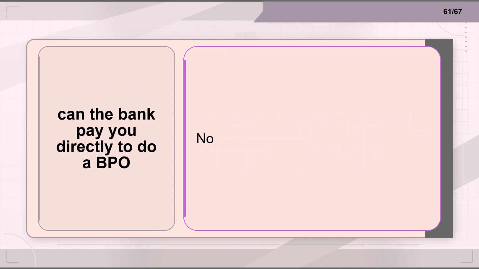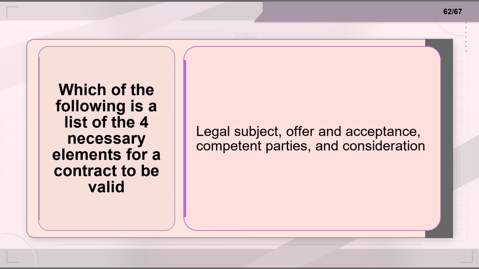Flashcard 61. Term: can the bank pay you directly to do a BPO? Definition: no. Flashcard 62. Term: which of the following is a list of the 4 necessary elements for a contract to be valid? Definition: legal subject, offer and acceptance, competent parties, and consideration.